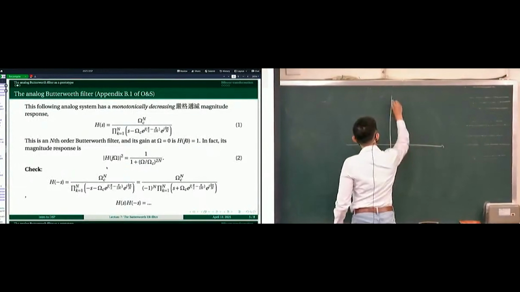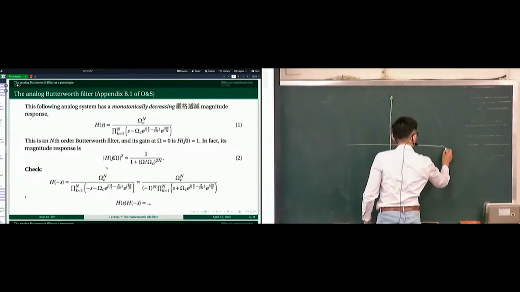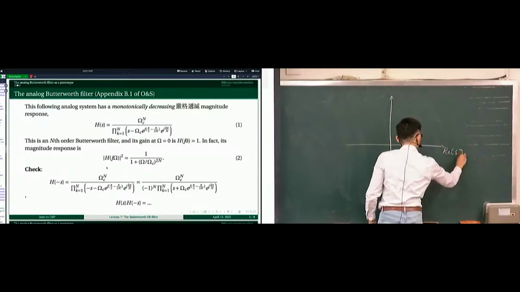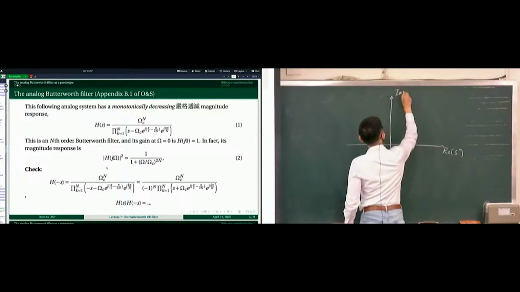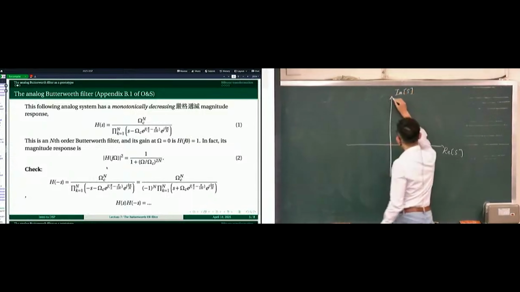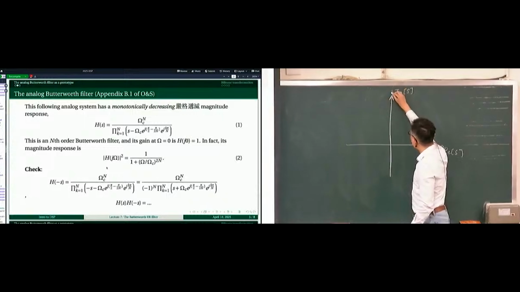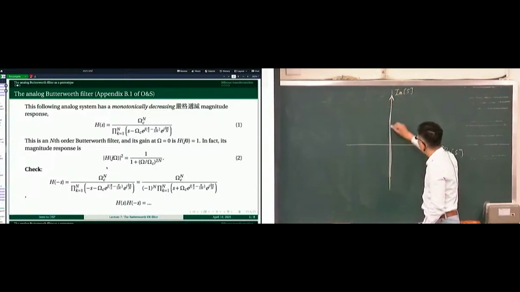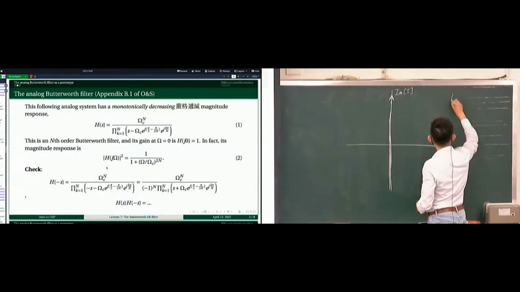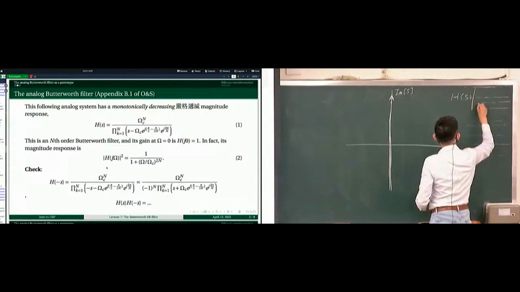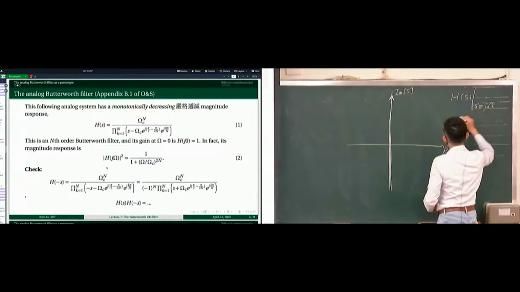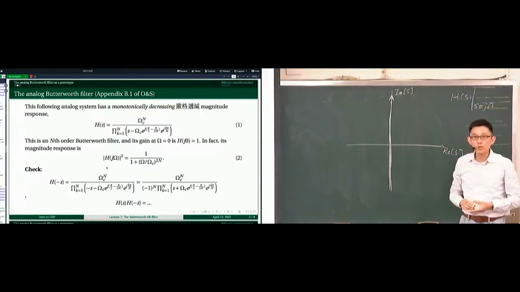Let's think about this as an S domain. On this S domain, eventually we care about evaluating the Laplace transform on the imaginary axis, because that gives you the frequency response. So eventually we care about evaluating it on the imaginary axis. That gives you the frequency response of a system.